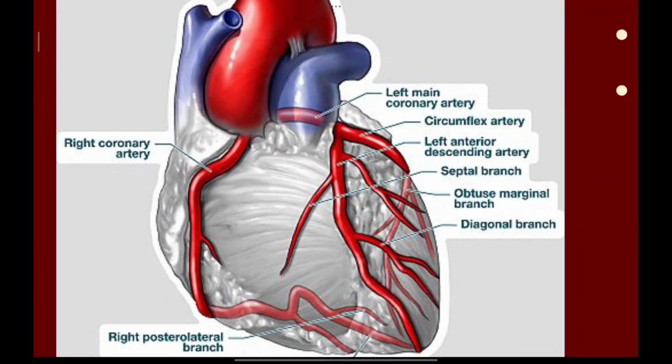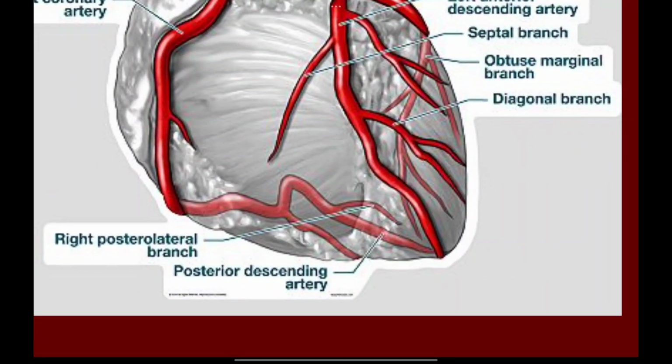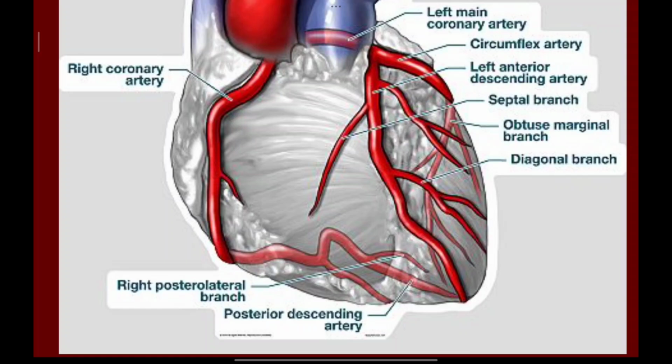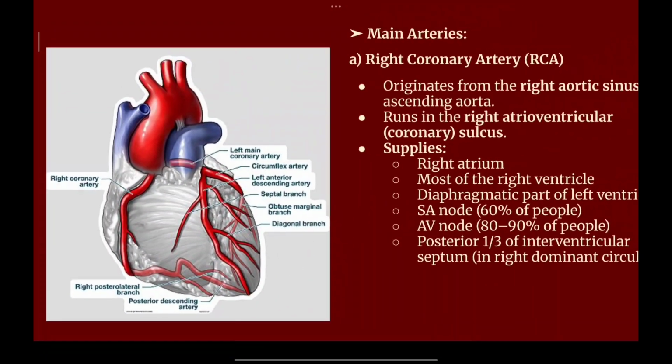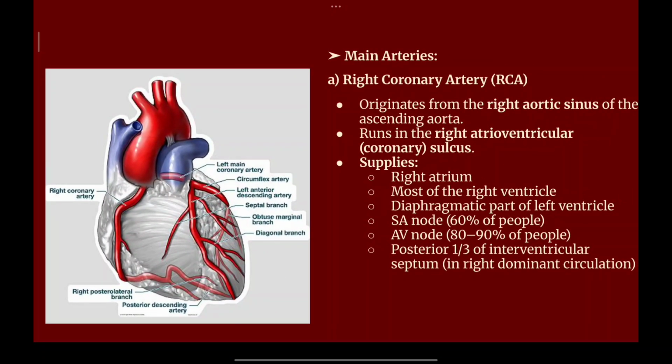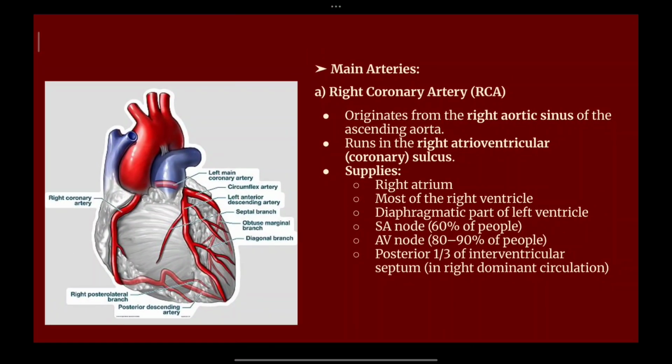There is the right atrium here and the right ventricle down here. So it moves in the groove, the connection between the right atrium and ventricle. There is a sulcus, a depression over there, and the right coronary artery runs through it, winding around the heart and supplying oxygenated blood to the muscles of the heart. Where is the RCA supplying the oxygenated blood? The right atrium and most of the right ventricle are supplied by the right coronary artery. The diaphragmatic part of the left ventricle is also supplied with oxygenated blood.